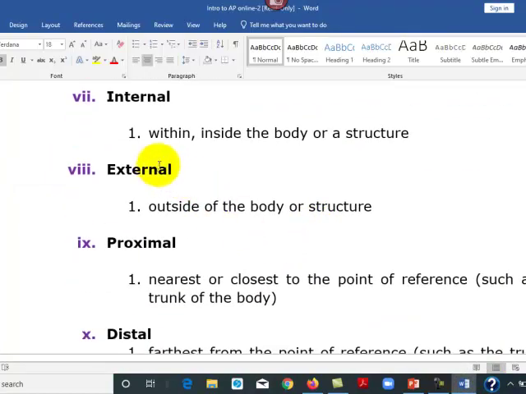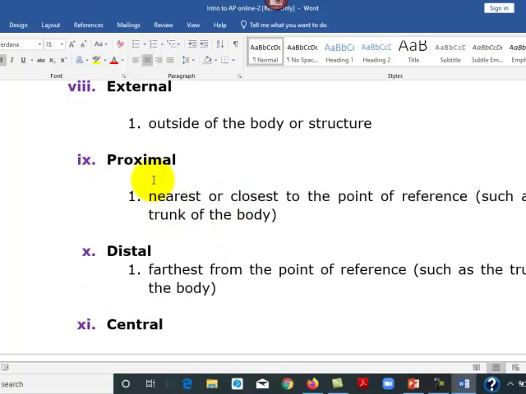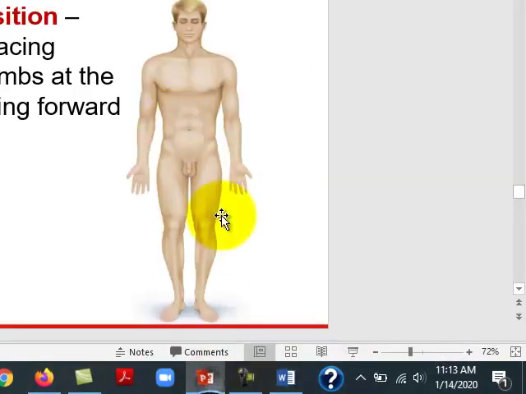Internal, external, referring to within the body. External being outside the body or a structure. Proximal, distal. These two can be a little confusing as far as what it's referring to.